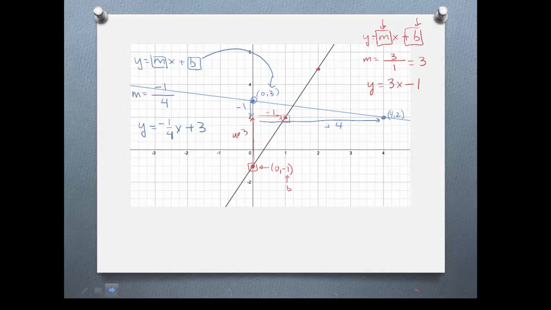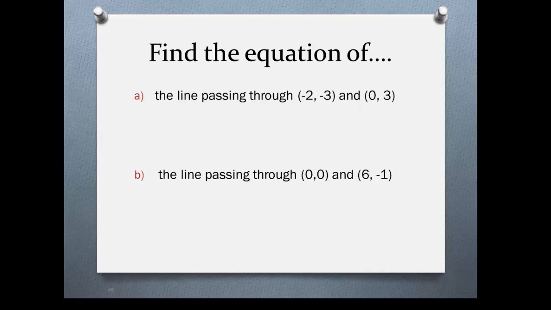Okay, let's take a look at a couple other questions. This one, you're not given a graph. Find the equation of the line passing through negative 2, negative 3, and 0, 3. Well, even though I'm not given a graph, I'm a very visual person, so I have to draw a picture of it anyway. So negative 2, negative 3 is going to be down here in quadrant 3 somewhere. And then I have the point 0, 3.